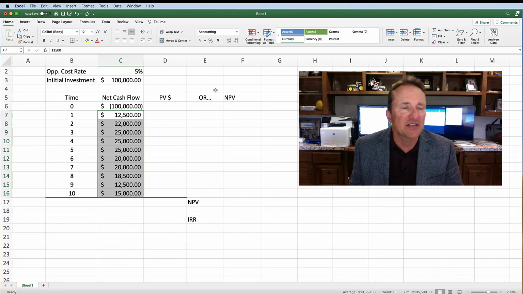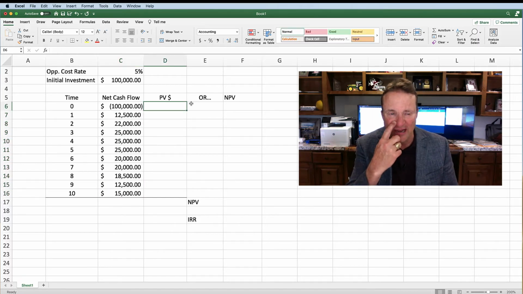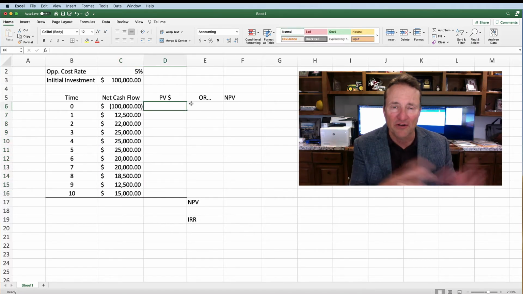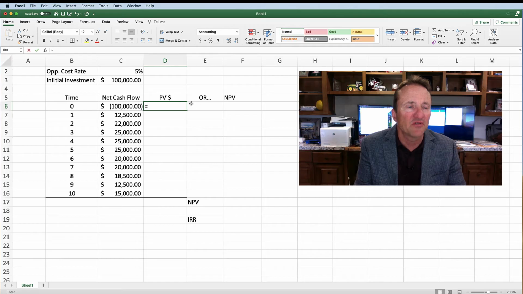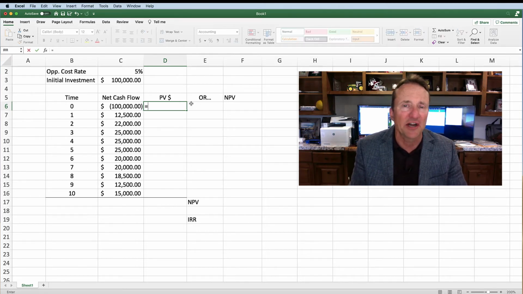All right, so I've got those estimated. Let's look at how you calculate these numbers. Now the board on our example, we already did this work and I gave you the answers, but how do you come up with these using Excel? Well, an equals sign is always how you start any formula.